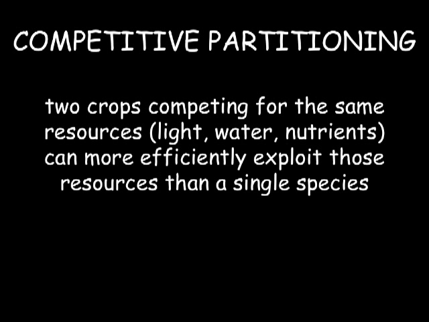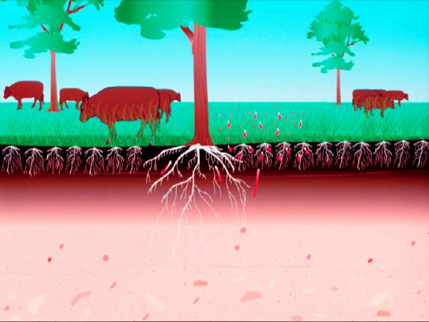Now, I want to introduce a concept called competitive partitioning. And this is where two crops are competing for the same resources. And because I've got that kind of competition going on, I create a more efficient use or exploitation of the resources than is possible with a single species. And if you go to the National Agroforestry Center, you'll find a slide or kind of picture that looks sort of like this. And this would explain some of that competitive partitioning.